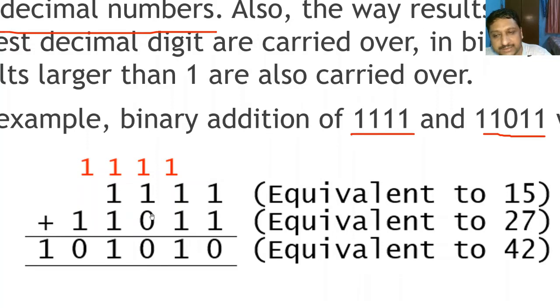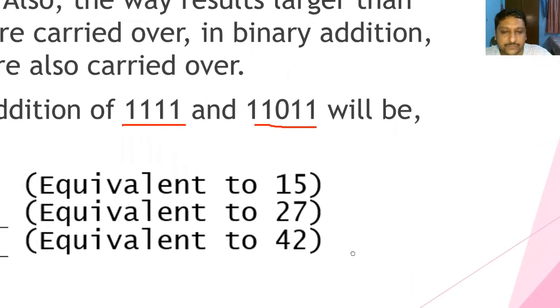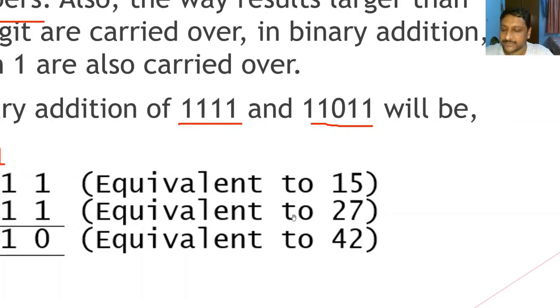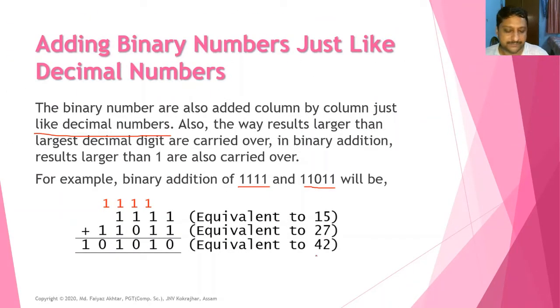0 is written here, 1 is carried forward, then again 1 plus 1 plus 1, then it will become 11. 1 is written here, then 1 is carried forward here, and then 1 plus 1 we have to add, it will become 10. In the next column there is no value, so we have to write all the values, that is 10. So the resultant value will be 101010, which is equivalent to 42. If you add both the decimal numbers, it will become 42. Like this we have to do.